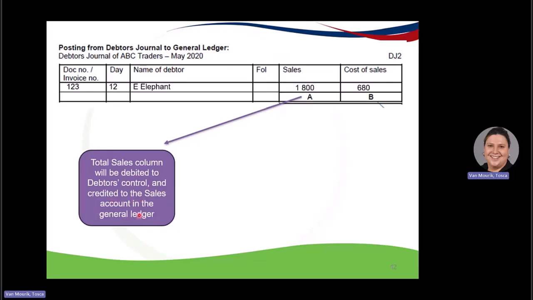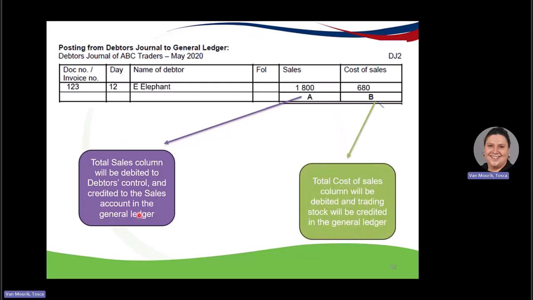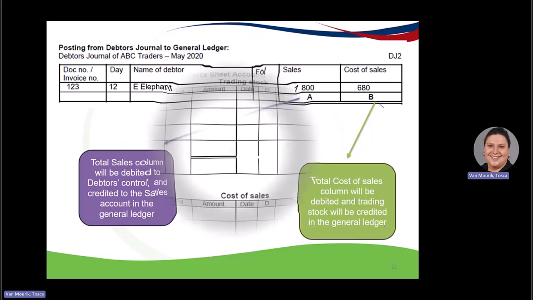So remember, the golden rule for accounting is there must always be a debit and a credit, and that must be the same amount. Then we are balancing. Then for the cost of sales, the total cost of sales column will be debited with 680, and it will be credited with the trading stock in the general ledger. So again, we have a debit and we have a credit. So the accounting persons are very glad because everything is balancing.